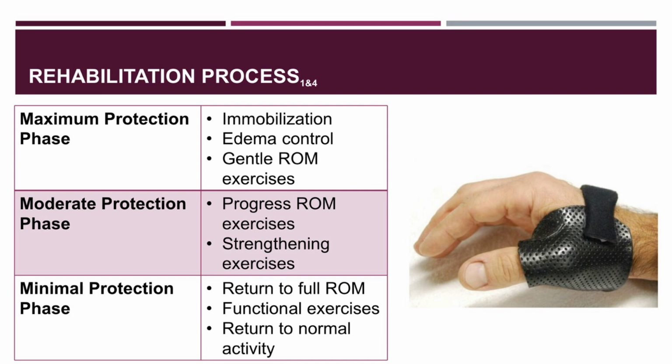And then in the minimal protection phase, this is where we'll introduce full range of motion exercises aimed to restore complete thumb mobility, as well as functional strengthening exercises which are introduced to improve grip strength and dexterity. And patients are slowly reintroduced to activities that involve gripping and pinching. This phase is also critical for ensuring that patients can safely return to sports or other demanding activities without re-injury, so specific jobs that they may have.